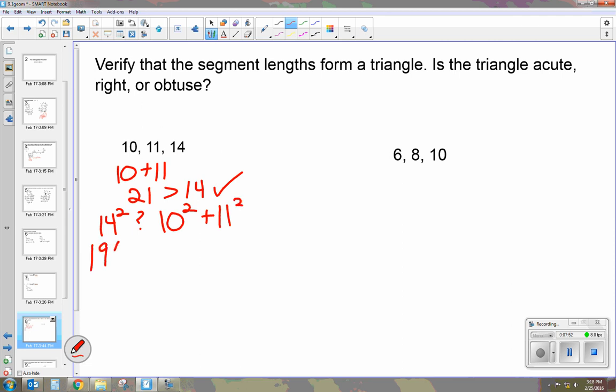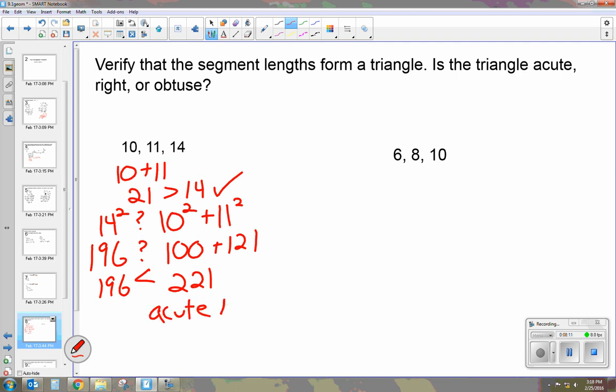14 squared is 196. 10 squared is 100. 11 squared is 121. So we have 196. And then on the other side, we have 221. Since 196 is less than 221, we have an acute triangle.